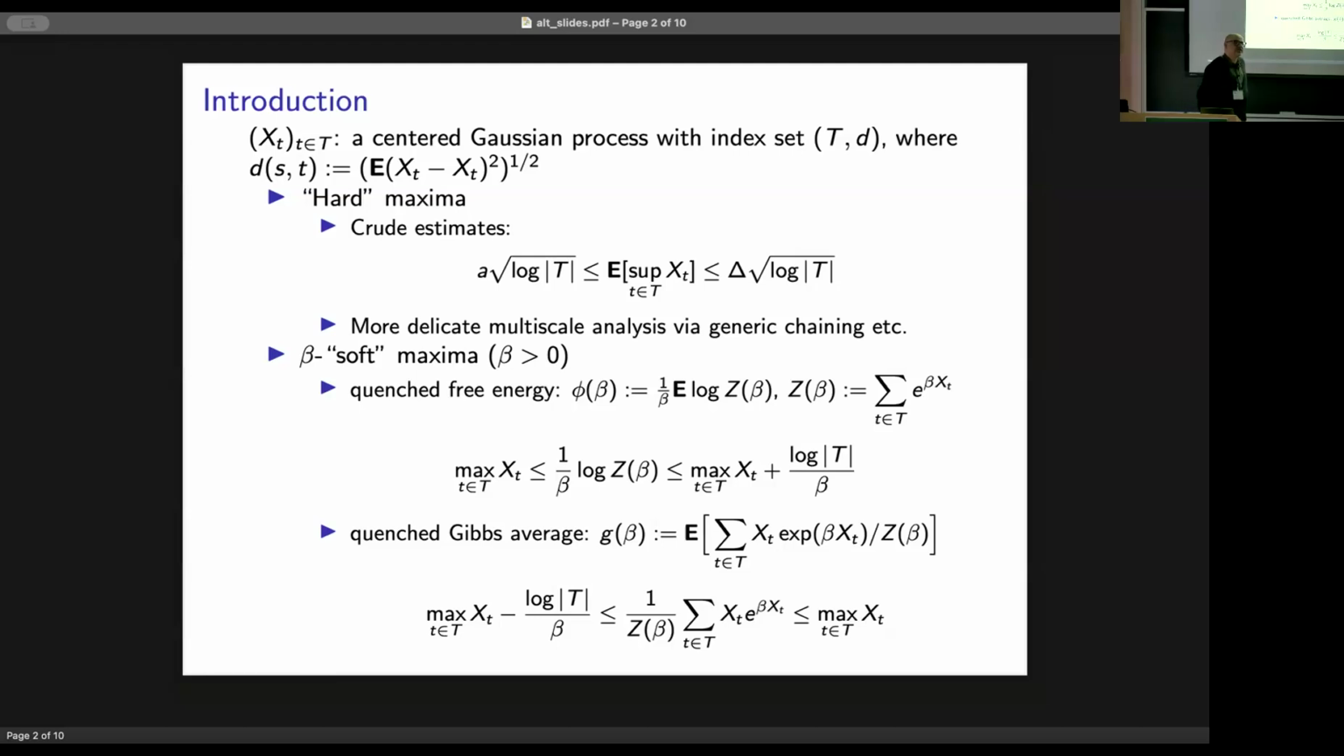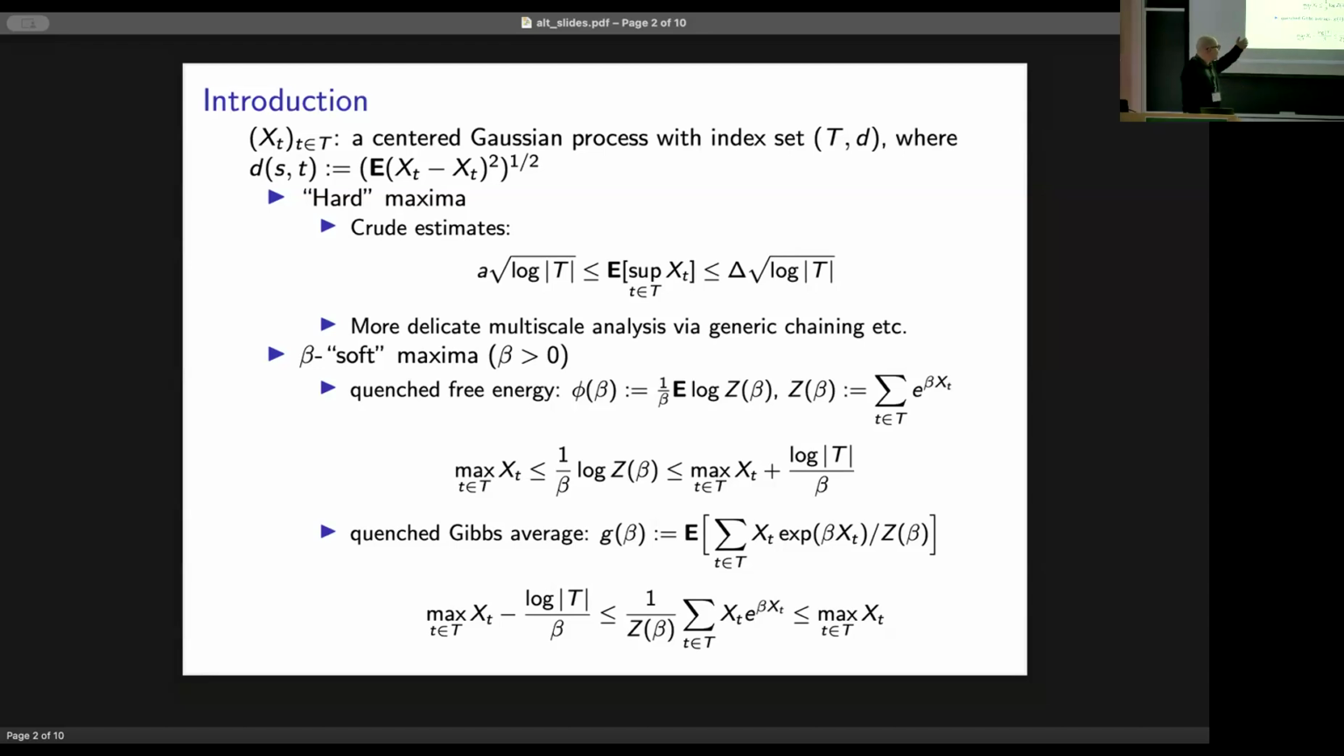So in statistical physics, these would be instances of what's called disordered systems, where you have a system with some energy function. The configurations are elements of T. The energy function itself is random. And quenching means that we first do all the statistical physics for a fixed realization of this randomness, and then we take the expectation with respect to that randomness at the end.